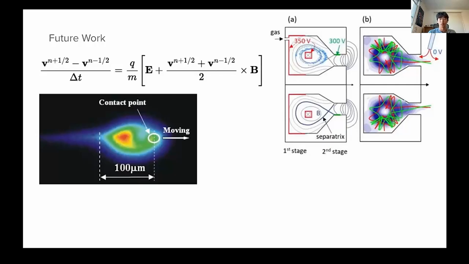The Boris method is the gold standard for particle plasma physics in the academic world. And it would be interesting to see how my results compare if I use the standard method.